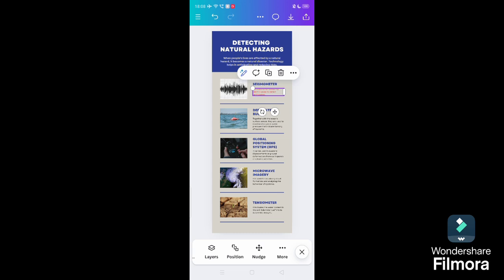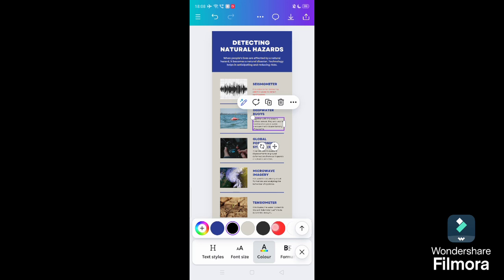Coming after the seismometer, we go to the next one, which is deep water buoys. Deep water buoys gather data together with ocean surface sensors, and they are used to monitor changes in water pressure that indicate the forming of a tsunami. You can change the color here as well, and then you can change the font size. Let's change it. We'll go for the gray one. It is not very visible, so we go for the pink one.